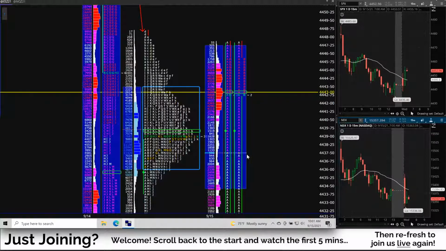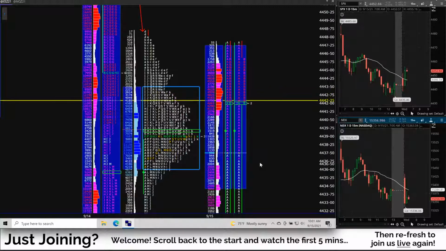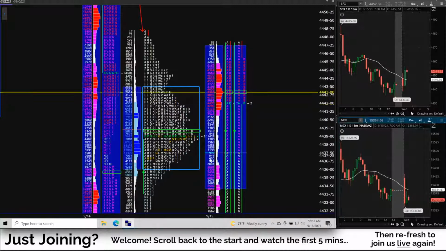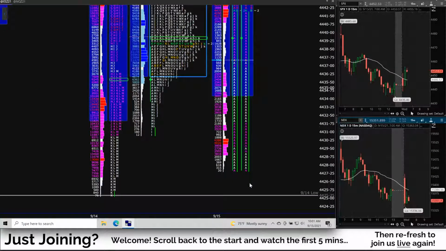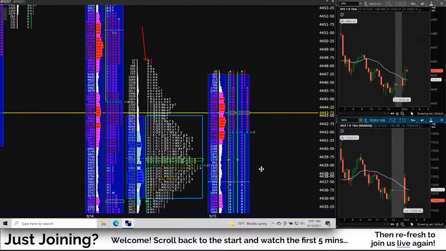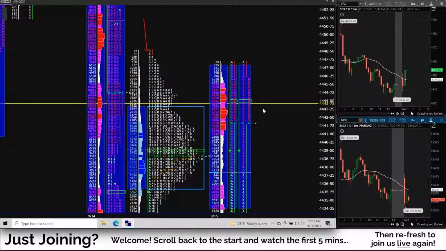So once again, getting below half back to me would be where I start to get nervous, where I start to think maybe we do need to pull back down again. But right now it feels like this is just buyers building up momentum.